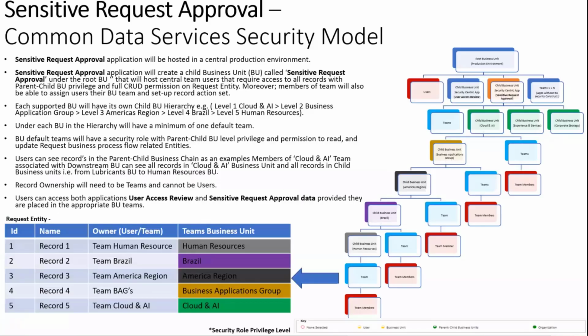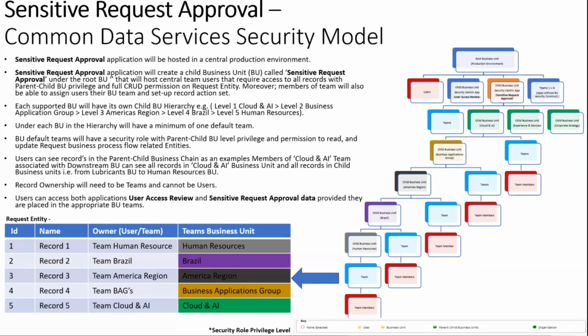But they were able to achieve it easily with CDS, right? So here, they followed the same pattern again. Under the root business unit, they created a business unit for the sensitive request approval application. Within that, they created their various child business units.